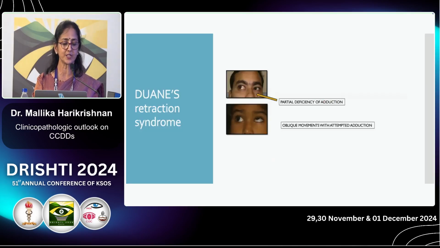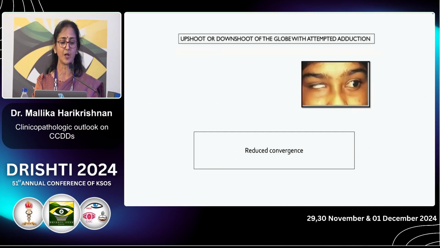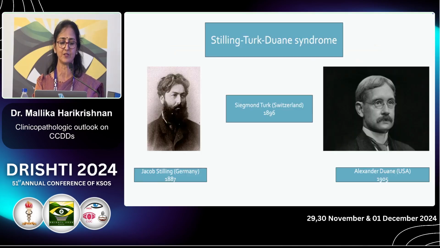Coming to Duane's retraction syndrome, because this is the most common variety of CCDD we encounter. We know it's a constellation of clinical features like partial deficiency of adduction, oblique movements with attempted adduction, complete or partial absence of abduction, retraction of globe on adduction, narrowing of palpebral fissure on adduction, upshoot or downshoot of the globe with attempted adduction, reduced convergence.